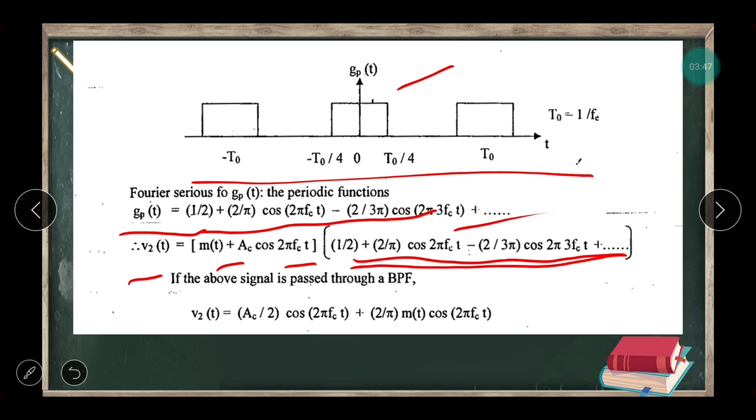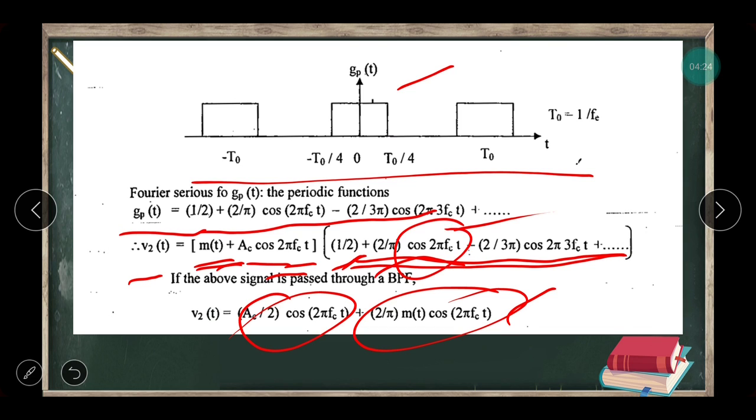Now you have to pass this whole expression through a band pass filter with center frequency fc. What will you get? The DC term, m(t) into 1/2, will be blocked. m(t) into 2/pi cos 2 pi fc t will be passed, because its frequency band will be fc plus fm to fc minus fm. This is that component. And Ac cos 2 pi fc t into 1/2 will be passed. This is that component. And Ac cos 2 pi fc t into this cos 2 pi fc t, you will get a DC plus 2fc term, which will be blocked.